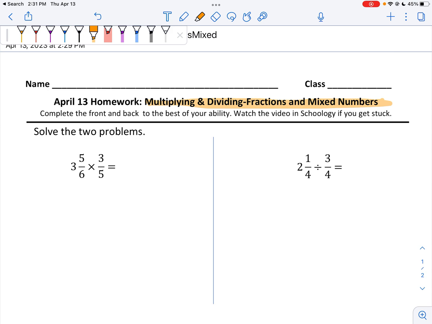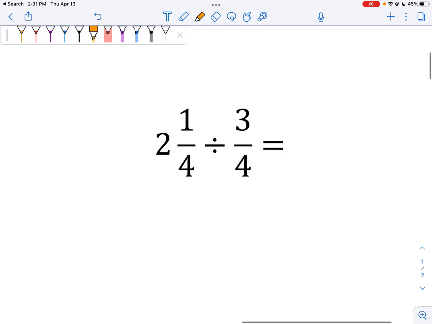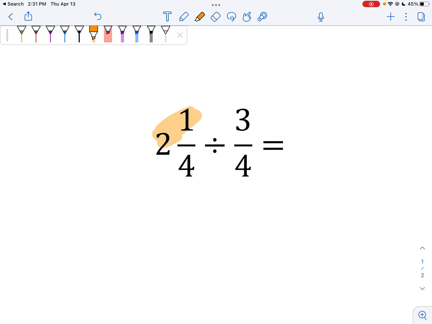All right, so here we go. We're going to jump right into the problem on the right, the division problem. And the very first thing that I notice is that this number on the left is not a fraction. This is a mixed number. And if I'm going to divide, I have to make it be a fraction first.